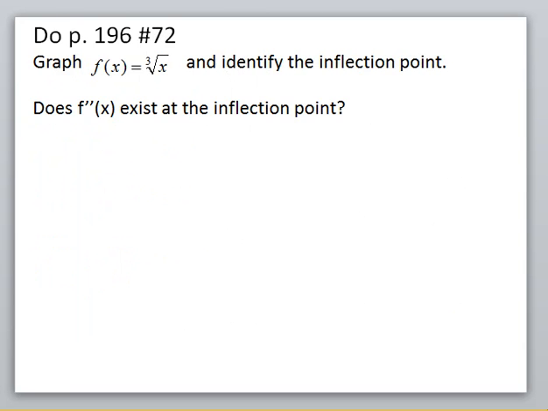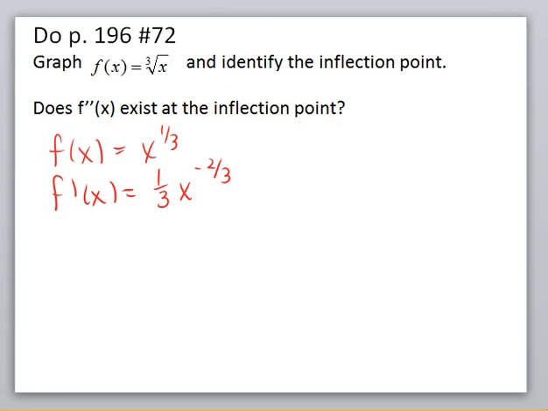The next example I want to talk about just talks about graphing this and identifying the point of inflection. So what I'm going to do is just go ahead and find the point of inflection without even graphing it. So that means I am going to take the first derivative of this, which gives me 1/3 x to the negative 2/3.